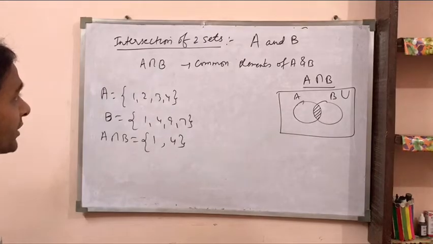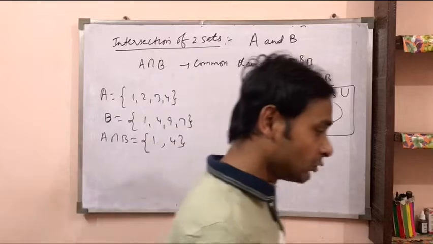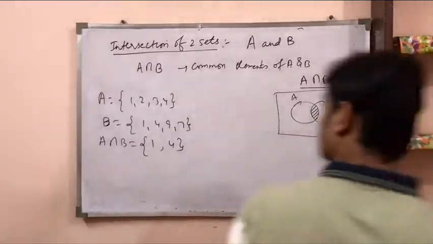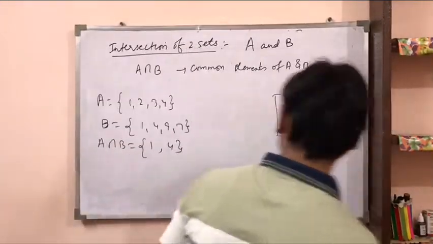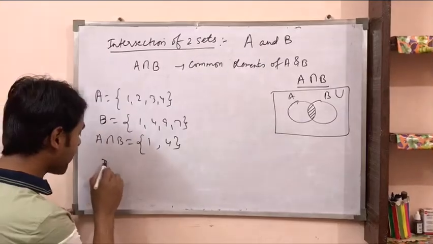This was about the intersection of two sets. Now moving forward, from this, I have a definition of a set, that is disjoint sets.